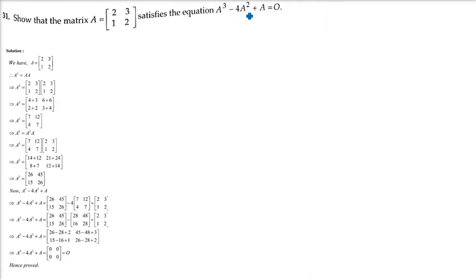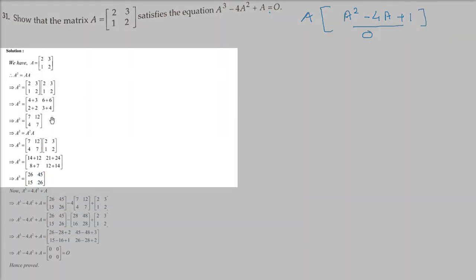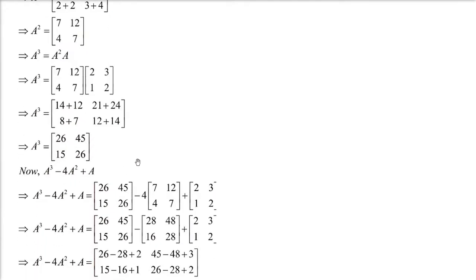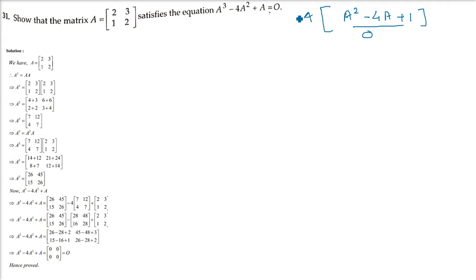A cube minus 4A square plus A. Now you can do it in two ways. If you want to multiply it thrice, it's well and good. I'm just saying take A common. What do you get? A into A square minus 4A plus 1. I hope you got the idea. So if you are able to show A square minus 4A plus 1 is 0, then of course this whole equation will be 0. You don't have to compute A cube. I'm just suggesting that the other way to do this question is to take A common. When you take A common, only A square minus 4A plus 1 will be there.